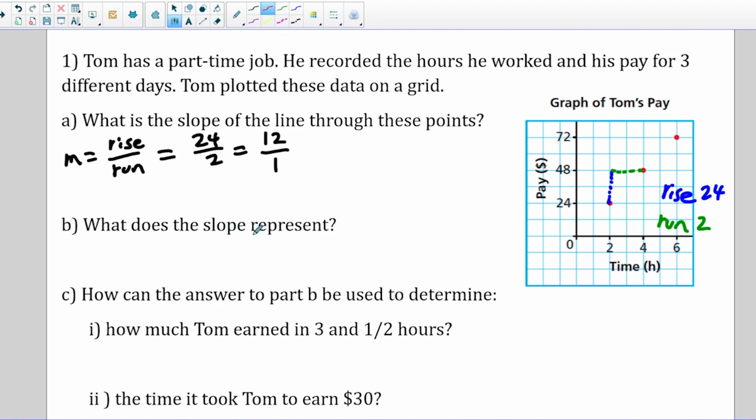Now what does the slope represent? Well, in this case, it's going to be his pay per 1 hour. So we can state that it's his hourly wage of $12 per hour. And we can see here, if we're looking at the variables, this is $12 per 1 hour because we're looking at the y, or the change in y over the change in x.